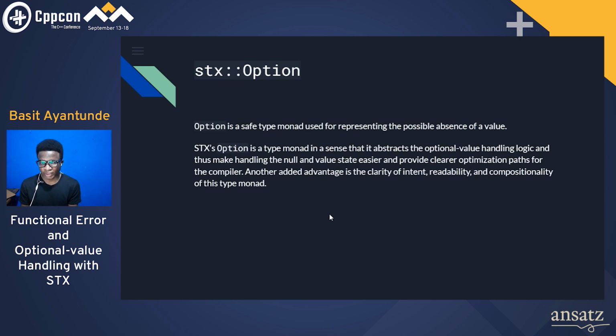STX's solution to this is the Option type. Option is a safe type monad for representing the possible absence of a value. STX Option is a type monad in the sense that it abstracts the optional value handling logic and thus makes handling the null and value states easier and provides a clearer optimization path for the compiler. Another advantage of Option is the clarity of intent, the readability and composability of this type monad.